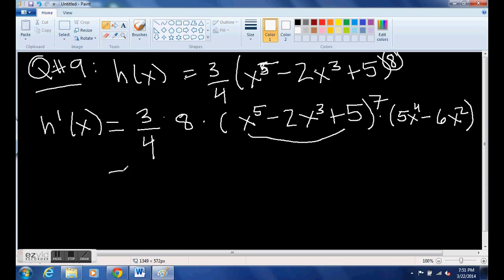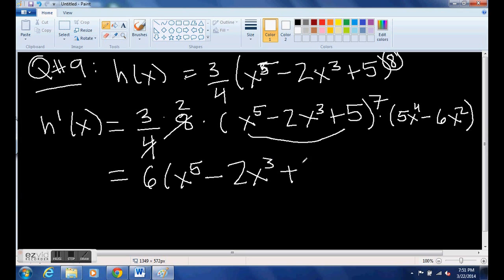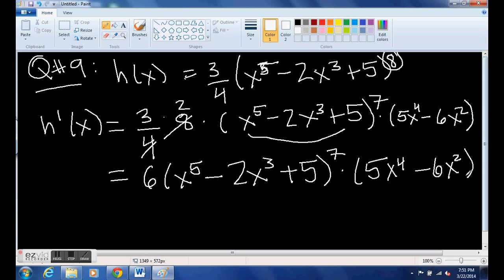And in this case, we can do a little bit of simplifying. There's a 2, an 8 and a 4 leaves a 2, and that leaves us with 6 times x to the 5th minus 2x cubed plus 5 to the 7th, times 5x to the 4th minus 6x squared. With a lot of these problems, you quickly reach a point where the remainder of the problem becomes simplifying it and trying to confirm that you have the problem in the same form that the book has it in.